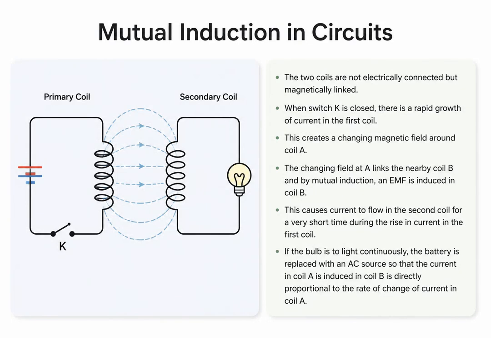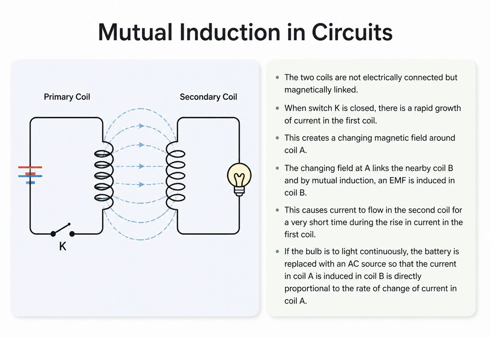Mutual induction occurs when a changing current in one coil induces an EMF in a nearby coil through their magnetic coupling. Here's how it works. When the switch K closes, current in the primary coil grows rapidly, creating an expanding magnetic field. This changing field links to the secondary coil, inducing an EMF there. That's why the bulb flashes briefly.